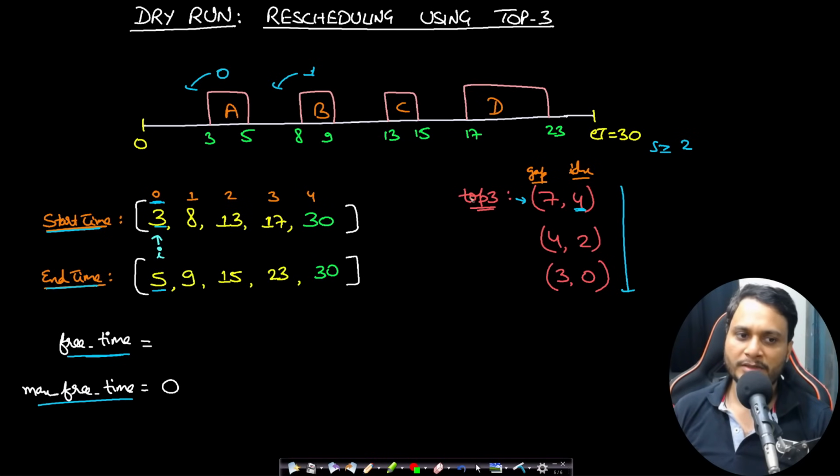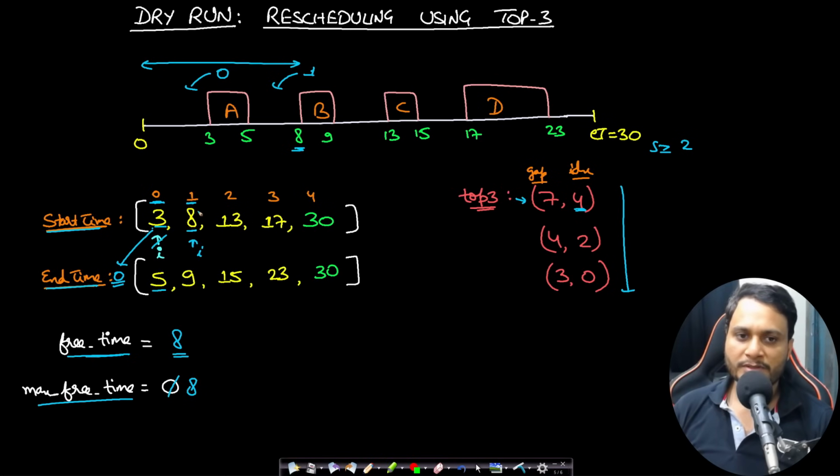So I can do the assignment, and if I do the assignment, then the free time that gets created will be equals to whatever is the start time of the I plus 1th index, which is 8, minus whatever is the end time of the previous event, which is 0. So 8 minus 0 will give you 8. So the free time becomes 8 after doing the rescheduling of A to a non-adjacent slot. So the maximum free time will also be 8. And now we will be moving forward.